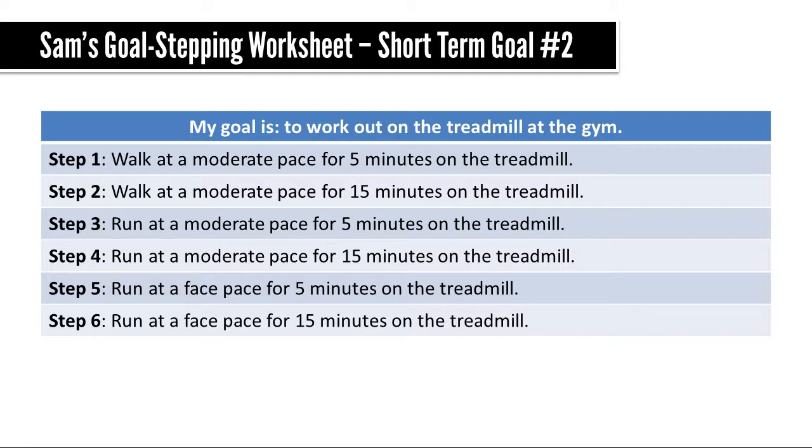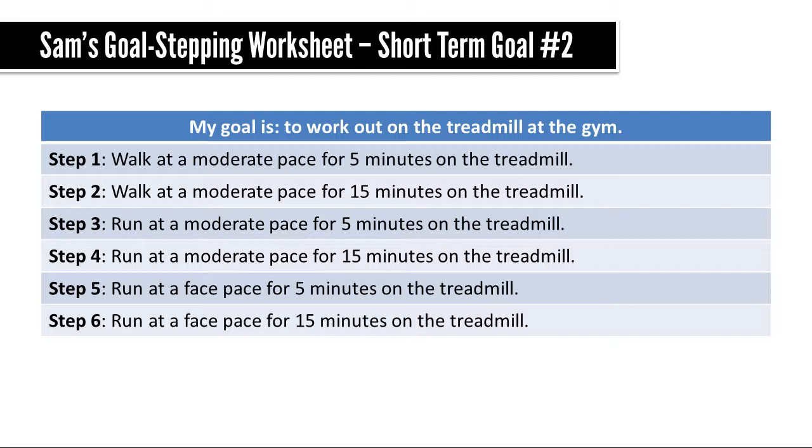Her first step, she decided, would be to walk at a moderate pace for 5 minutes on the treadmill. Second step, walk at a moderate pace for 15 minutes on the treadmill. So this would obviously be done on different days, right? So say the first day she was at the gym, she would walk at a moderate pace for 5 minutes and then see how that went.